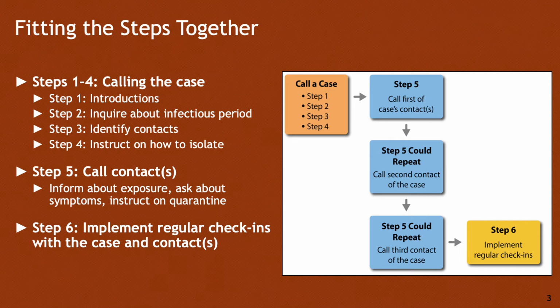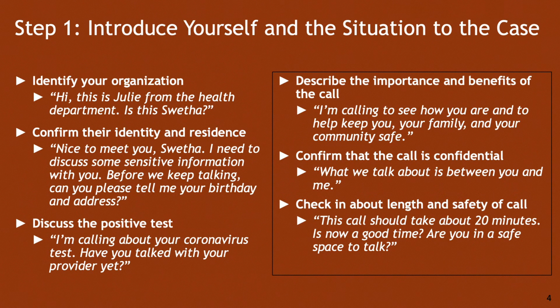So in step 1, when you're introducing yourself, you say, "Hi, this is Joe. I come from this organization, from the health department. Is this Johnny? Hi, Johnny. Nice to meet you. I need to discuss some sensitive information with you. First of all, can I confirm your birthday and your address?" Letting them know that you found out that they tested positive. They may not have known that yet.